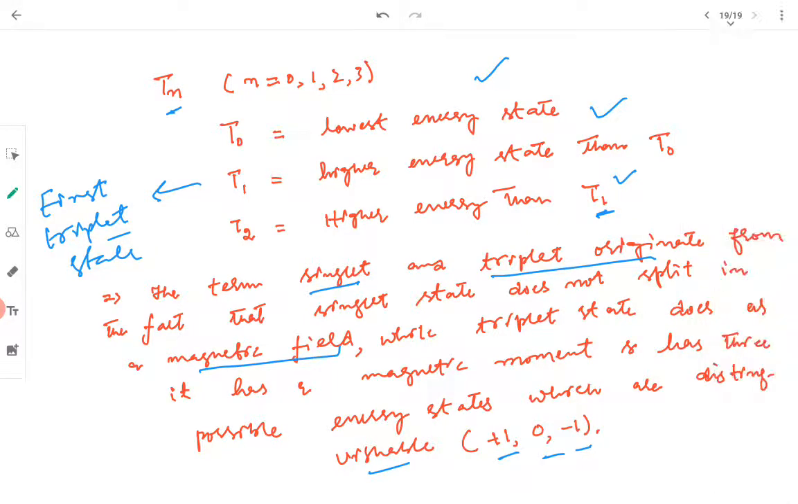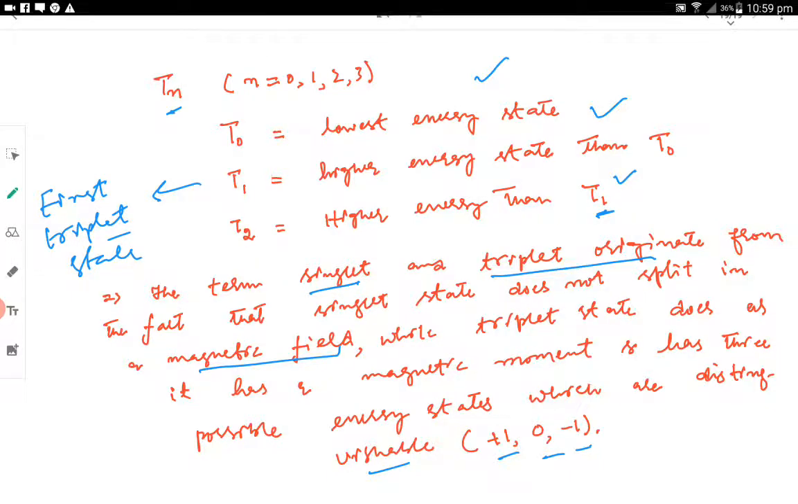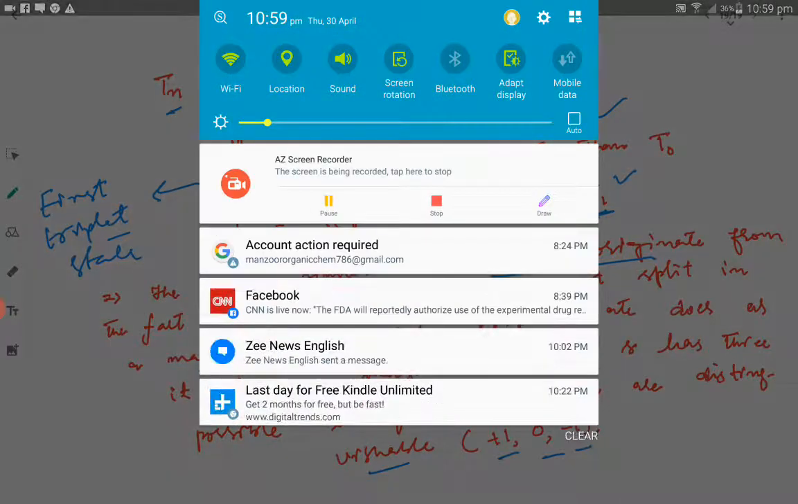So with this we have covered singlet states and triplet states. In the next lecture we'll be dealing with the fate of the molecule, that is, we have to study the Jablonski diagram. This is all for today's lecture.